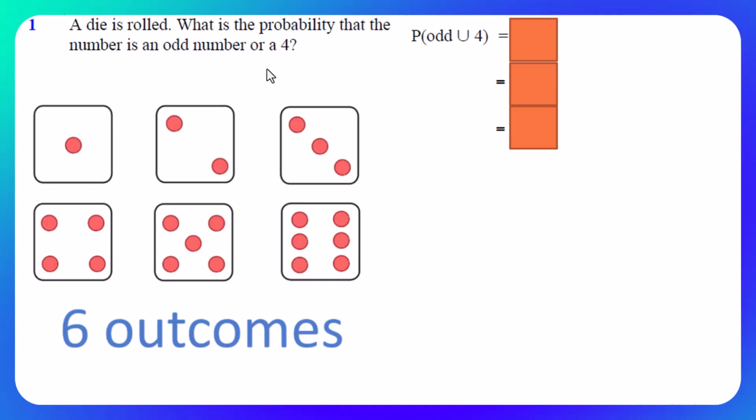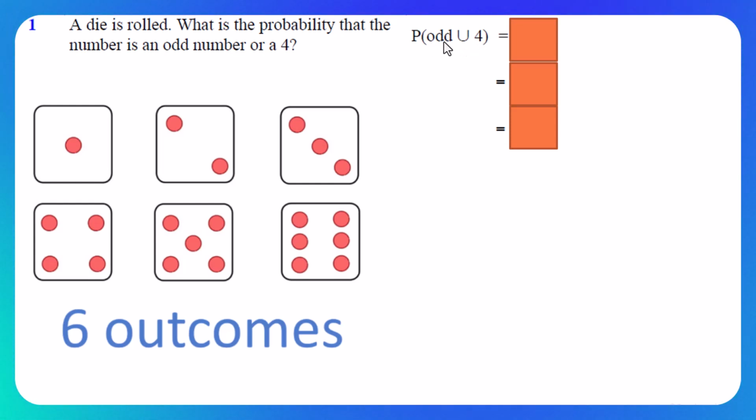All right, let's look at problem number 1 on your worksheet. Let's work through this together. It says a die is rolled. What is the probability that the number is an odd number or a 4? Now I want you to notice something. I have the probability, using probability notation, of odd, and then this is or. It looks like a U, okay? We're going to unite that with the probability of the number 4. Or means either of these is acceptable.